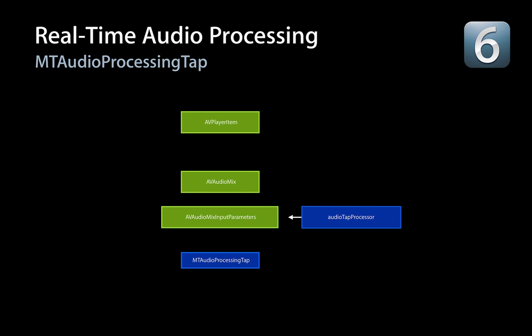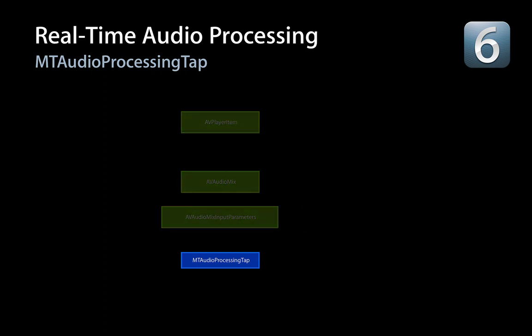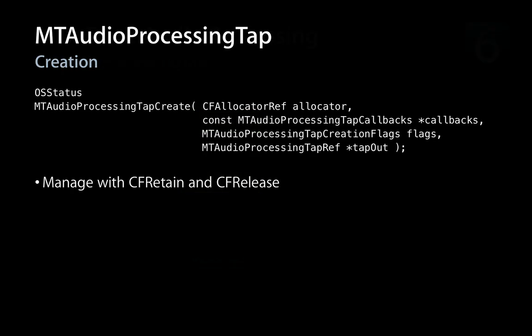But I haven't yet told you how to create an empty audio processing tap. Let's take a look at that now. To create an empty audio processing tap, which is a CF type, and even under ARC, you need to manage its lifetime with retains and releases, you call empty audio processing tap create.